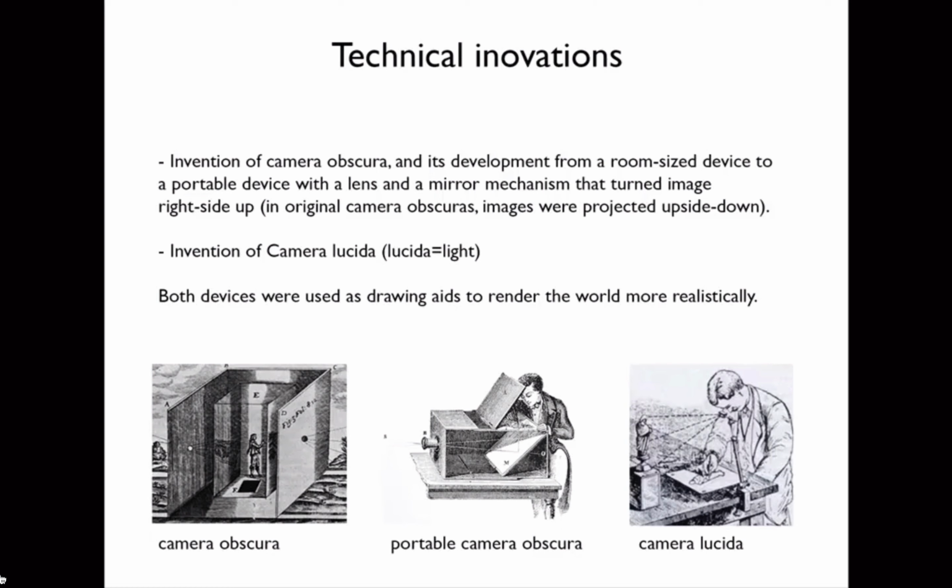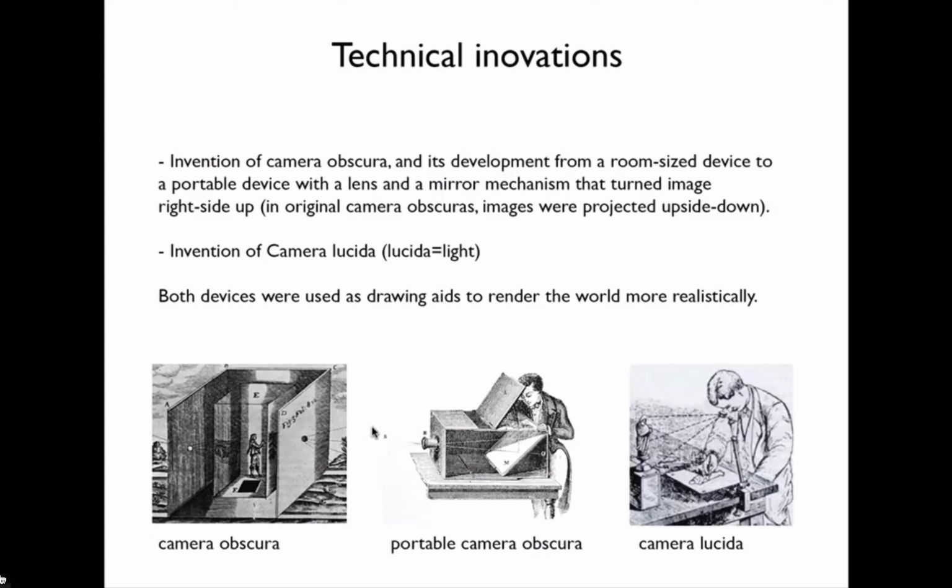Technical innovations included the camera obscura and how it developed from a room-sized device to a portable device with a mirror and a lens, a mirror that turned an image right side up that was originally upside down. With this mirror mechanism, which exists in today's cameras as well, the image was turned right side up. Here we see a room-size camera obscura, and a smaller portable camera obscura that artists were able to take outside and actually draw realistic perspective using it.